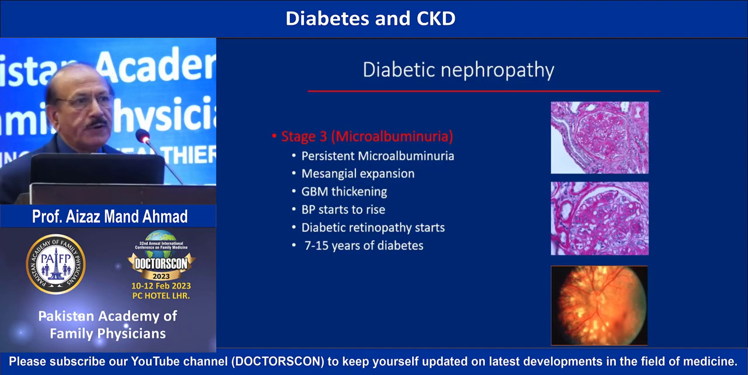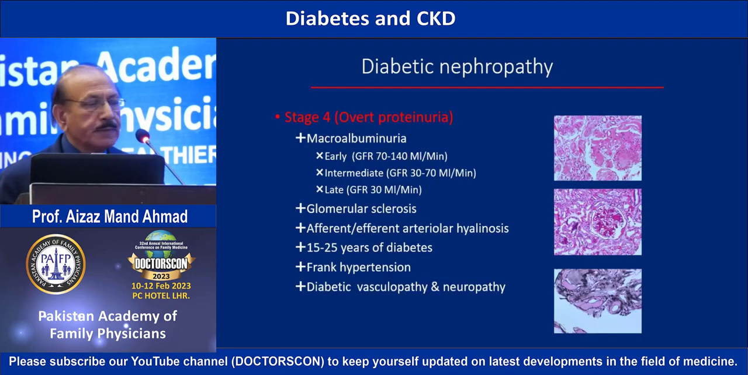And if you do a fundoscopy and you find retinopathy there, it is very likely that this patient has now developed kidney disease also. So you can diagnose nephropathy through the retina by looking at the dilated fundus. And it may take 7 to 15 years for diabetes to progress.